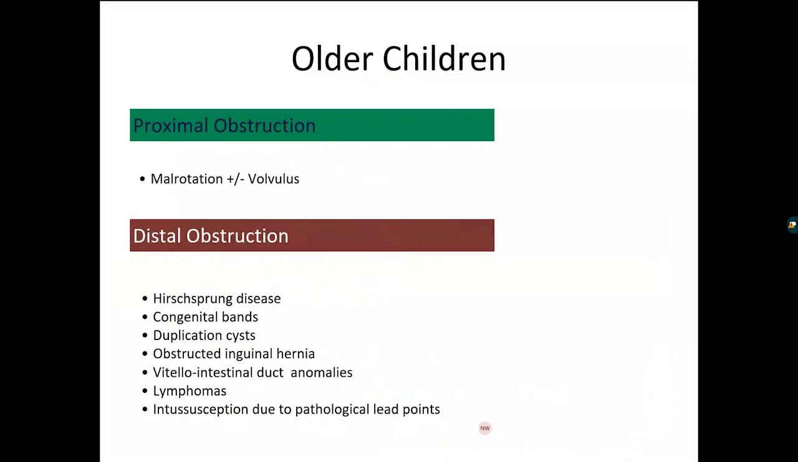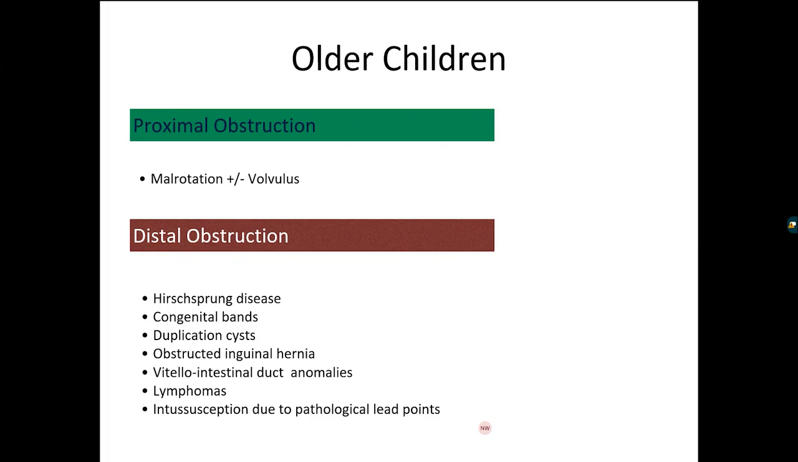So the third category of children are older children. So anybody beyond the age of 1. So supposing if you get a 9 or 10-year-old with intestinal obstruction, what would you suspect? So their etiologies are very different. You wouldn't suspect things like pyloric stenosis, duodenal atresia, etc. Of the proximal obstructions, I would say malrotation volvulus is possibly the only one that remains. So any child, any person presenting with bilious vomiting, malrotation and volvulus is a possibility. So you need to be aware of that.